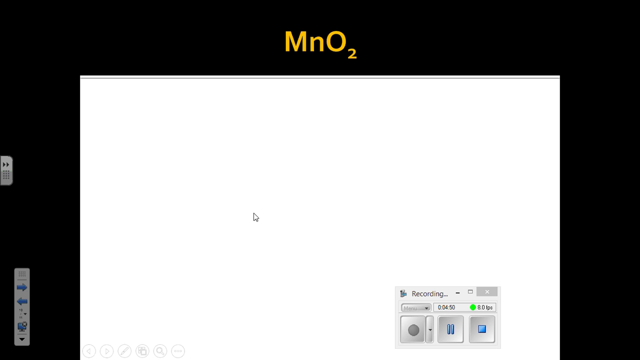MnO2. For this, we look at manganese and find that manganese is in the transition section. If you use your periodic table, you will find that manganese has a couple of possible ion charges. We have to figure out what that is. So we look to oxygen and find that oxygen is -2. There are 2 of them. 2 times -2 is -4, which means the manganese has to be the +4 to make that work out. So this is manganese 4 oxide.